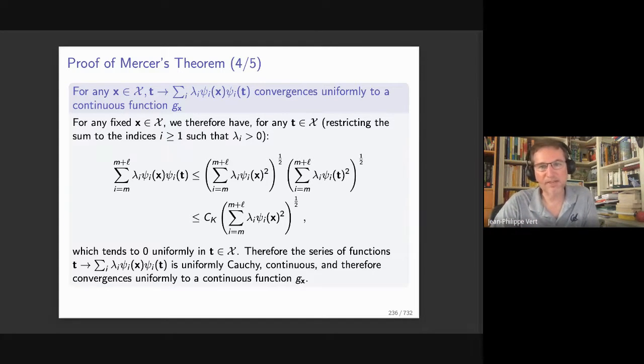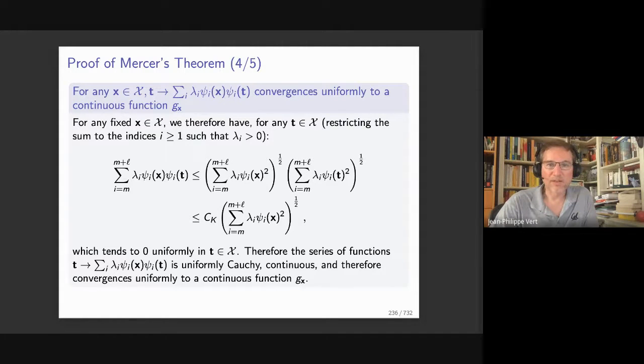Where we have c_k times the sum for i equal m to m plus l of lambda_i psi_i(x)^2, square root of all that. And so this thing, the c_k was used to upper bound the part with the t, right? And we keep the part with an x as it is.